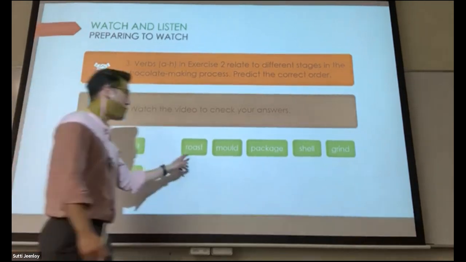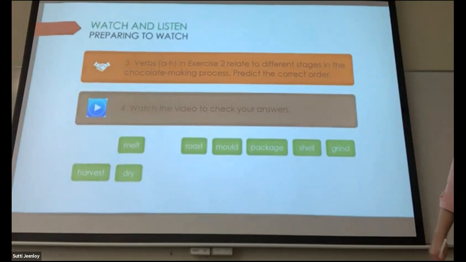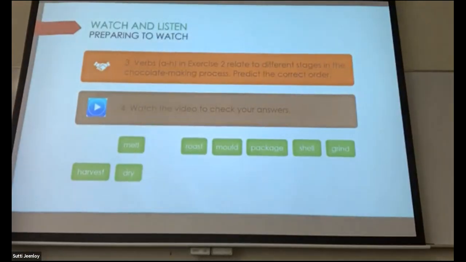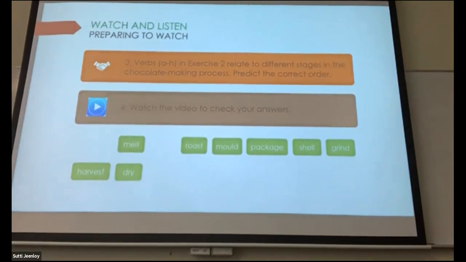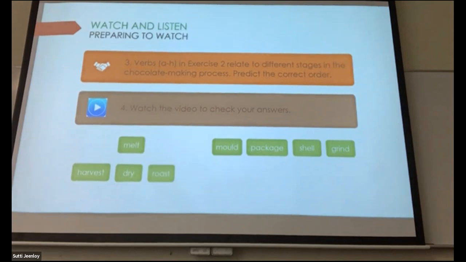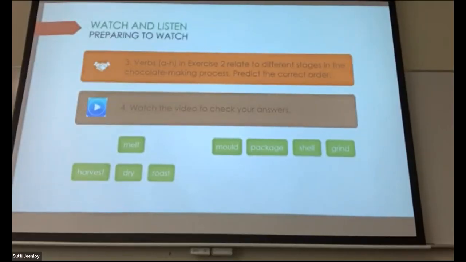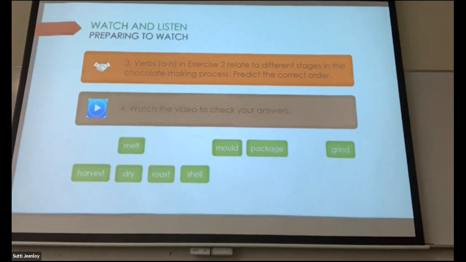Now we have melt, roast, mold, package, shell, grind. Shell? You sure? Anyone against the idea? Maybe roast first. Roast first? Let's see. Good. We roast it first. We harvest, we dry it, we roast it. And then we shell it. Good. And then after we shell it, the shell's gone now.